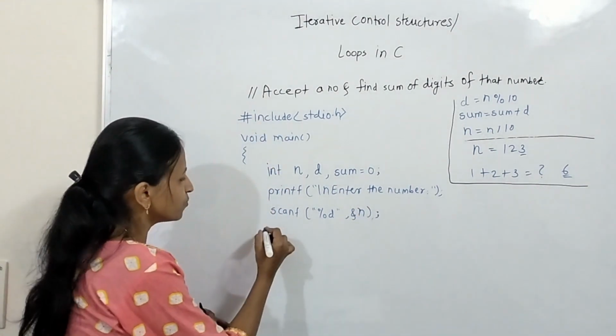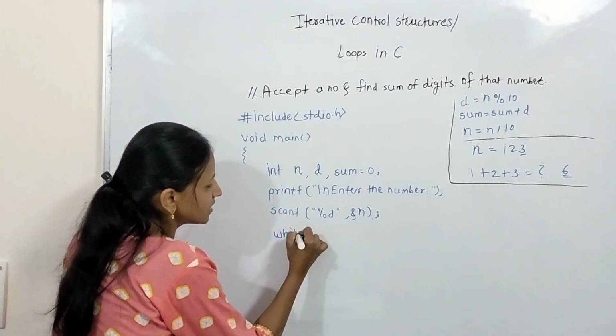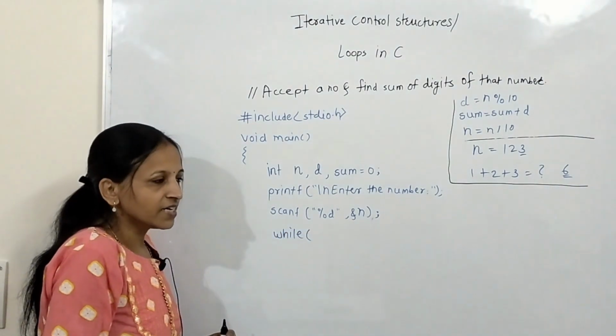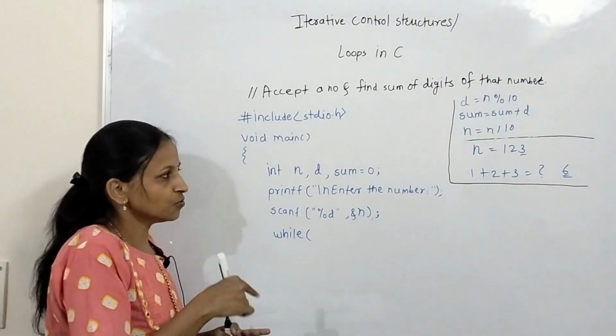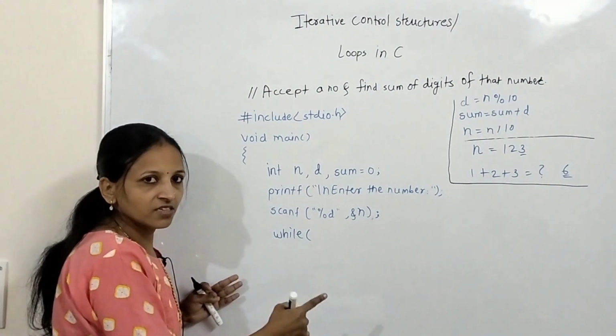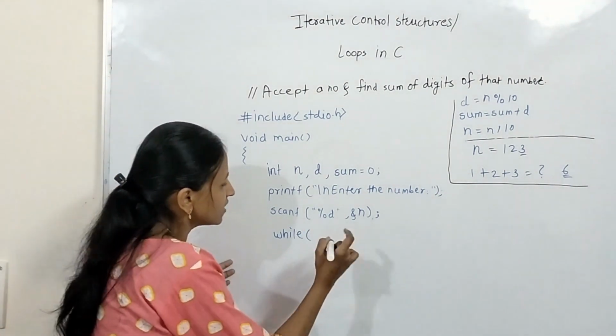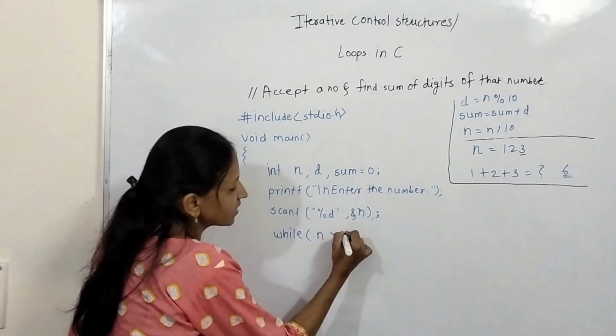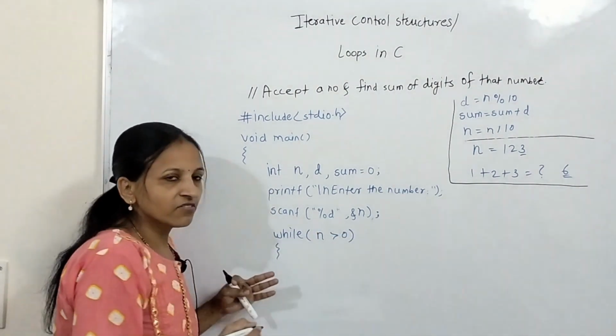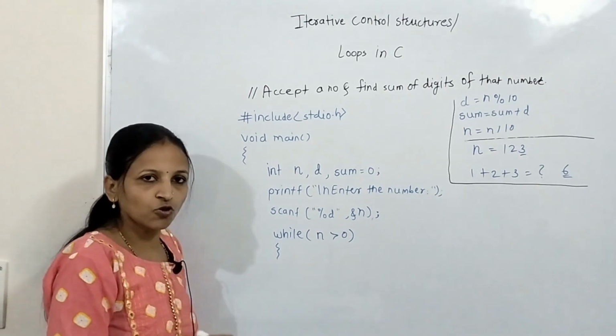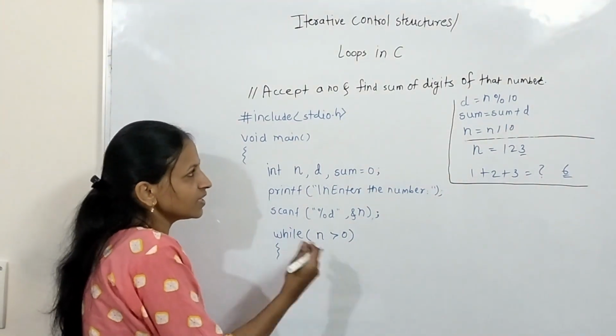Now we have to just put while and place the condition. See, while n is greater than 0, do the task written here again and again and again. That's why we will place here while n greater than 0. Whenever n becomes 0, this loop will get stopped. Okay, now till then, what should be done?